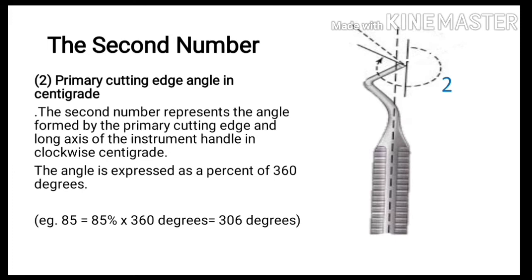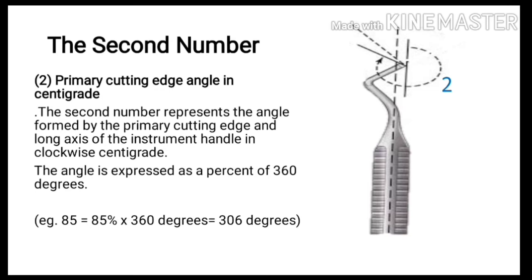Second number indicates the angle formed by the primary cutting edge and the long axis of the instrument handle in clockwise centigrade. You can see the long axis of the instrument, and this is the primary cutting edge. The angle formed by the long axis to the primary cutting edge is known as the primary cutting edge angle. It is represented by 2 here in the figure. This angle is also always measured in clockwise direction.